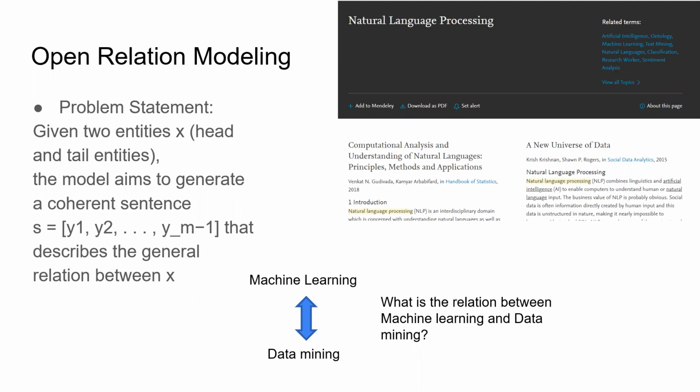What is open relation modeling? Open relation modeling is given two entities, let's say head and tail. Our goal is to teach a pre-trained language model to generate a coherent sentence to describe these two entities.